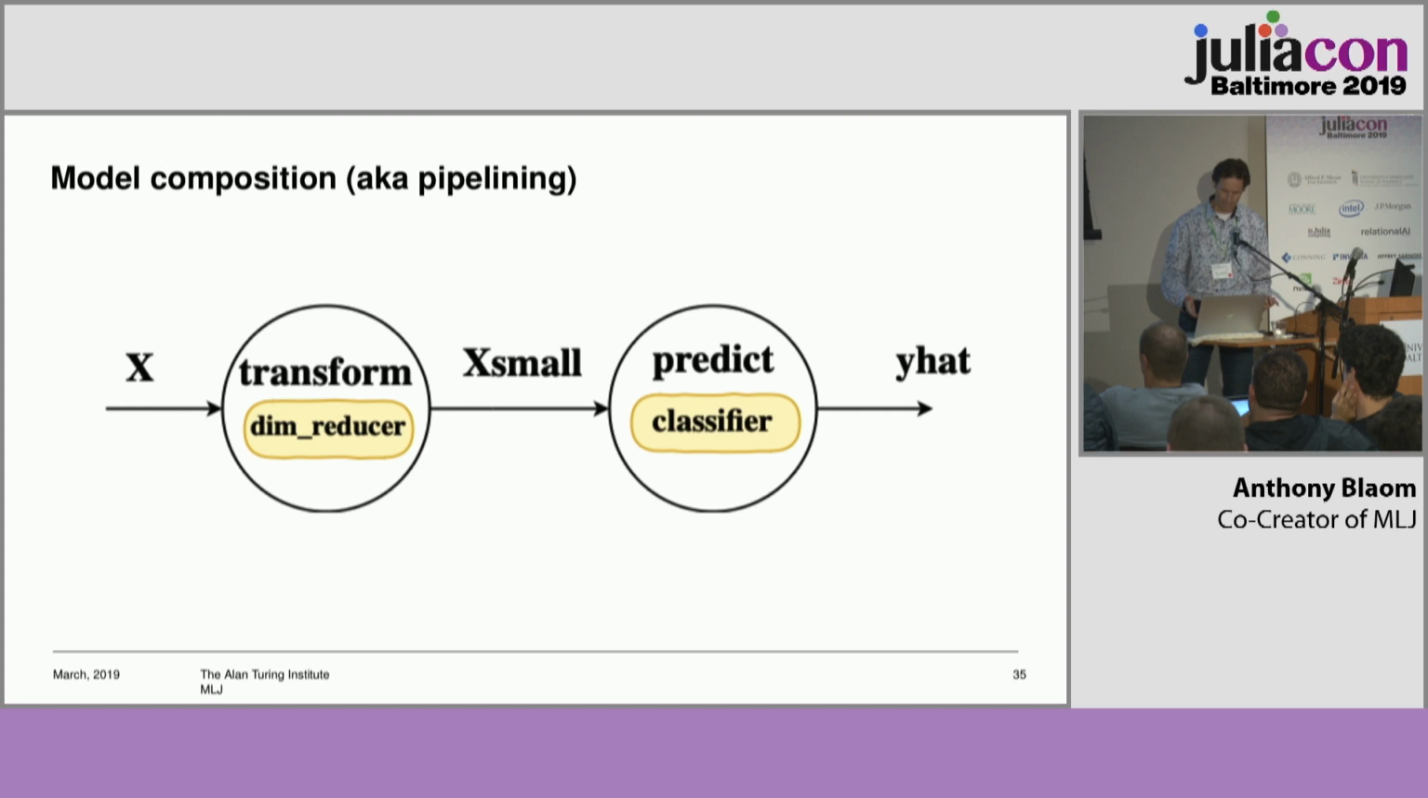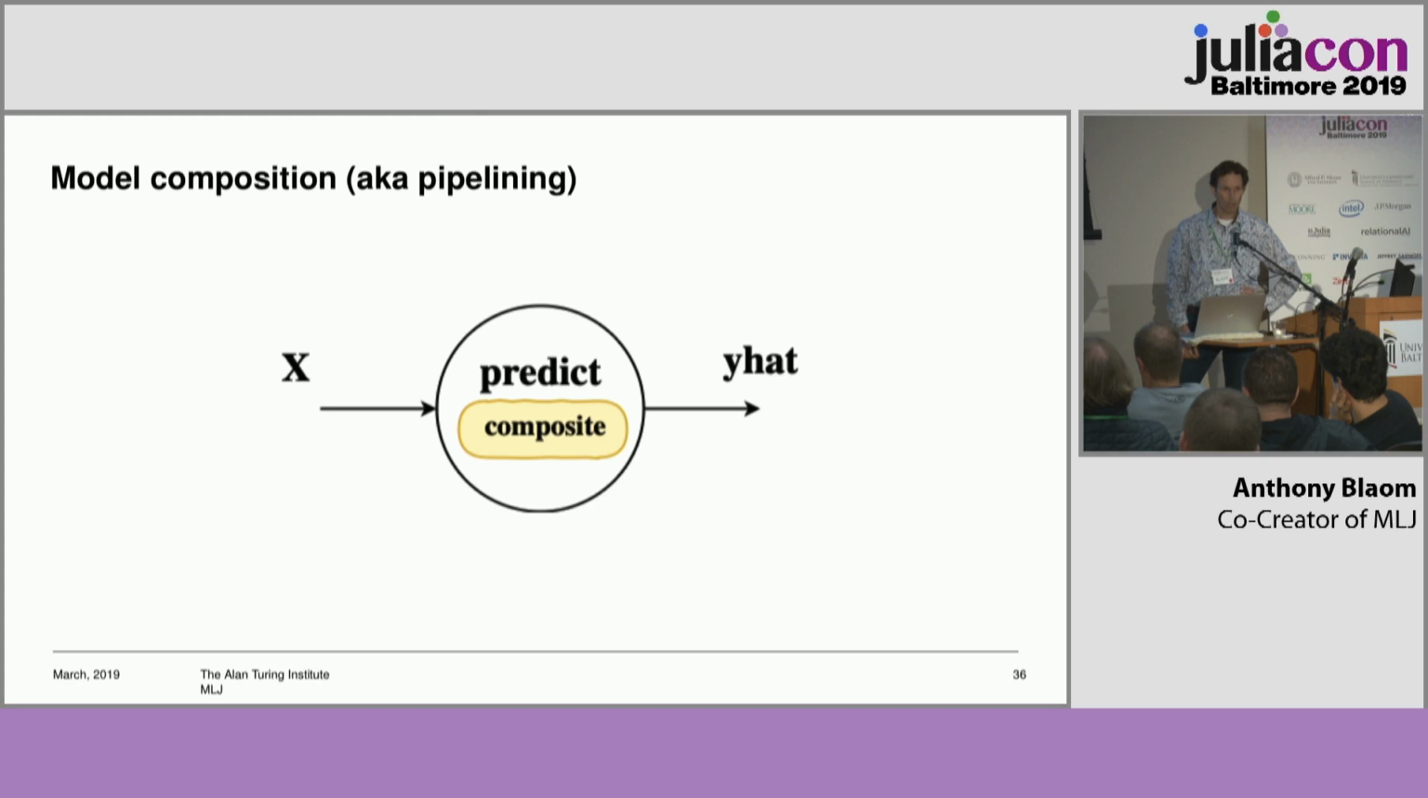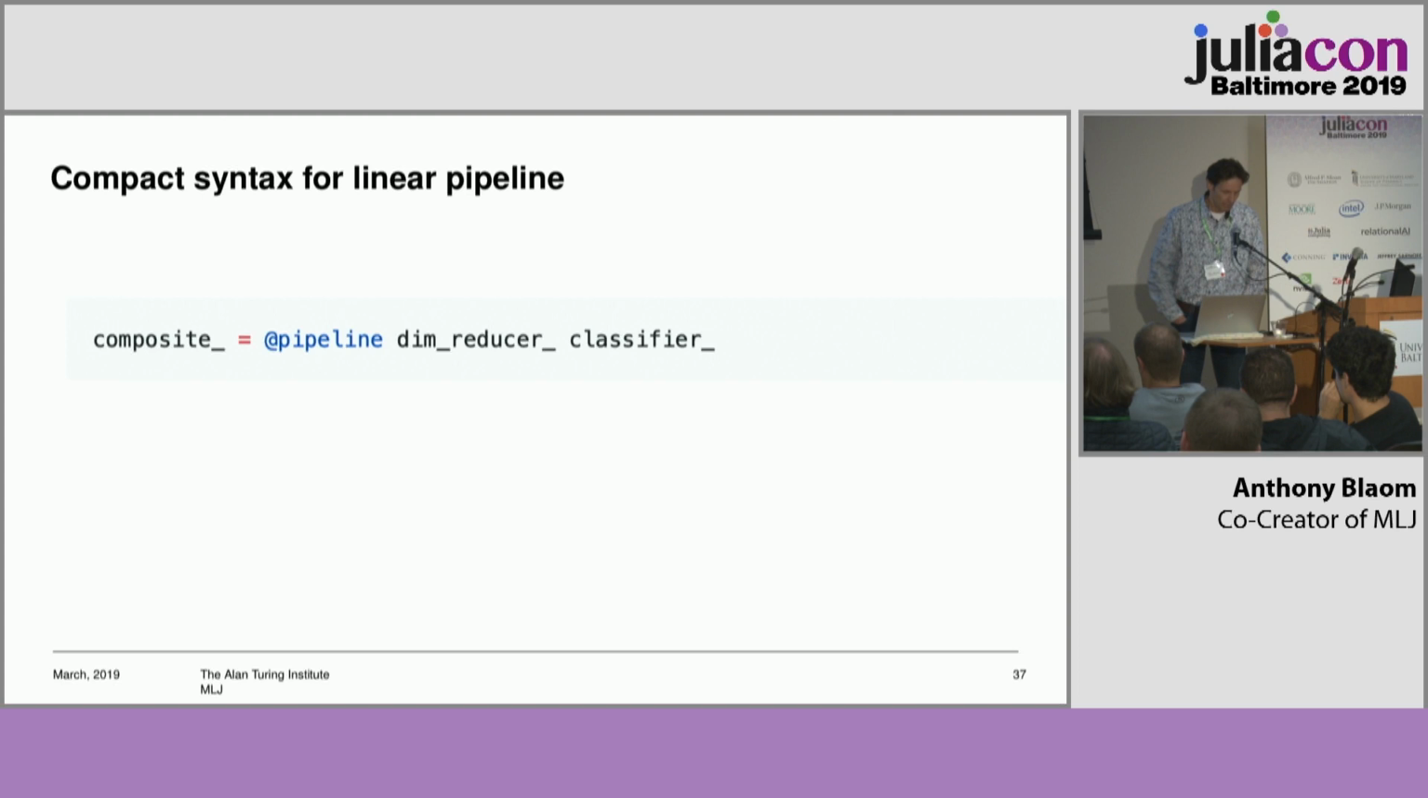So I want to actually show a little bit about what our API looks like in this case. The goal is to somehow combine those two models into just a single model, which we'll call composite. The simplest sort of feature you might give the user is to just have some kind of macro that combines the two models together. But the problem is that this doesn't really generalize to more complicated topologies and so on. So how do we do it in MLJ?